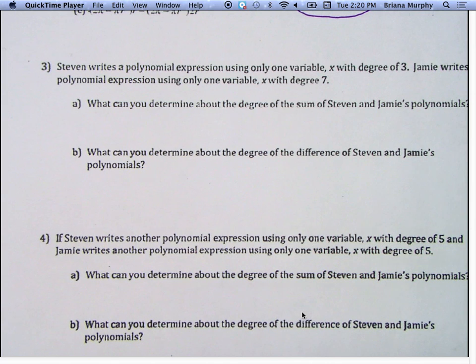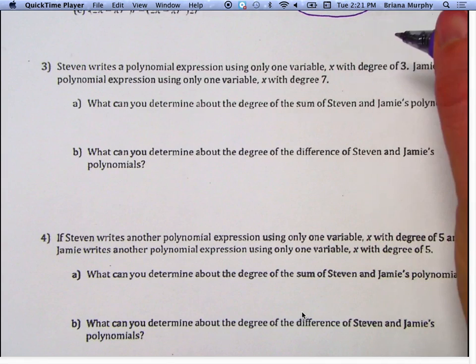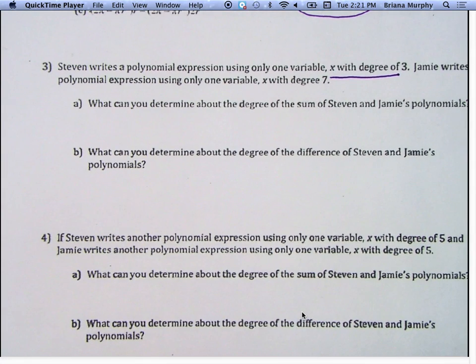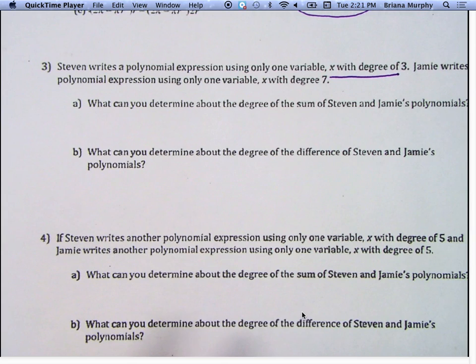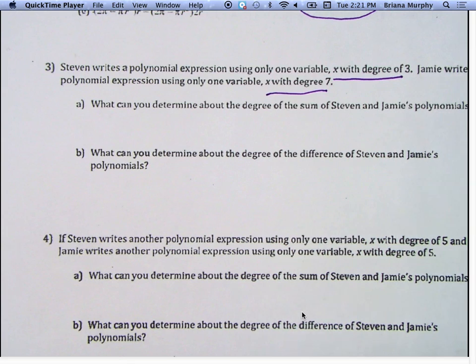Steve writes a polynomial expression using only one variable, x, with a degree of 3. Jamie writes a polynomial expression using only one variable, x, with a degree of 7. What can you determine about the degree of the sums of Steve and Jamie's polynomials? What can you determine about the degrees of what they added together?